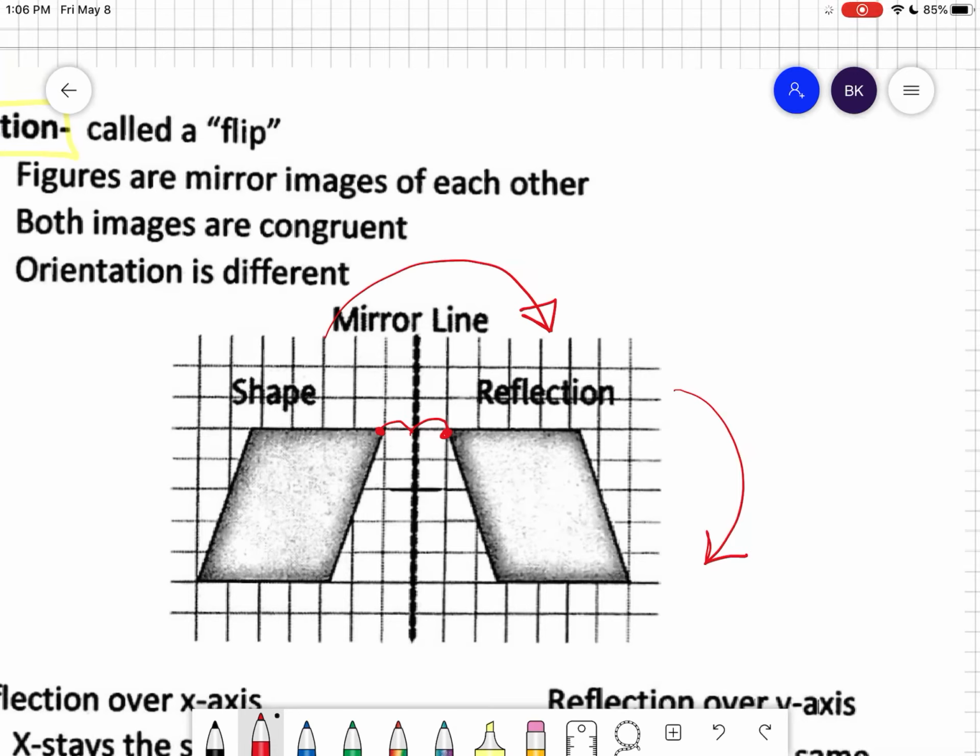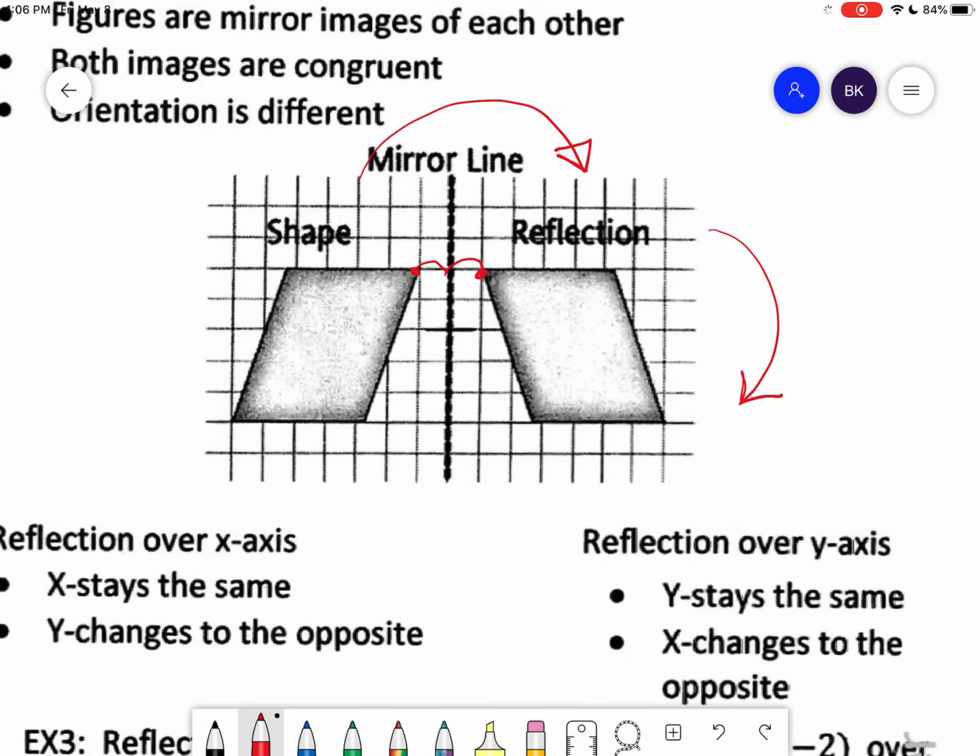We just count how far that shape is away from the line of symmetry and jump the same number of units from the line of symmetry to the other side. Again, if we're reflecting right or left, we're jumping to the right or left. If we're reflecting over x-axis, we're jumping up and down, and that's how we jump with every vertex.